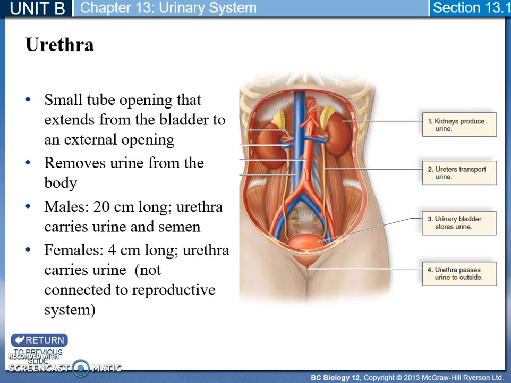The urethra is a small tube that extends from the bladder to the external opening, and this removes the urine from the body, allowing it to drain from the bladder. In males, it's about 20 centimeters long. The urethra in the male carries urine and semen. In females, it's much shorter and carries only urine, so it's not connected to the reproductive or any other system.